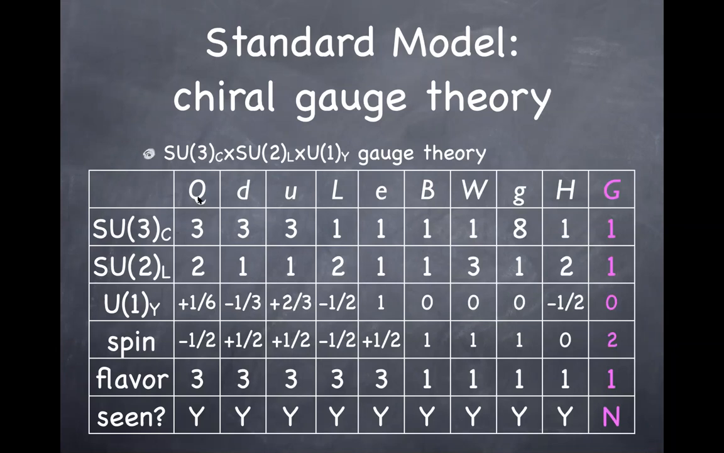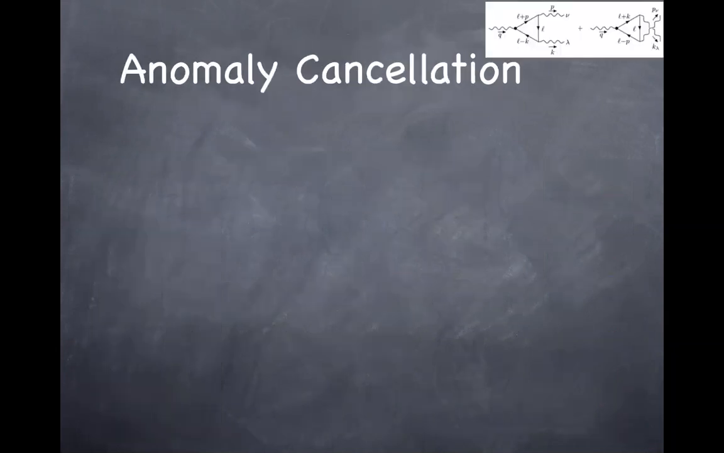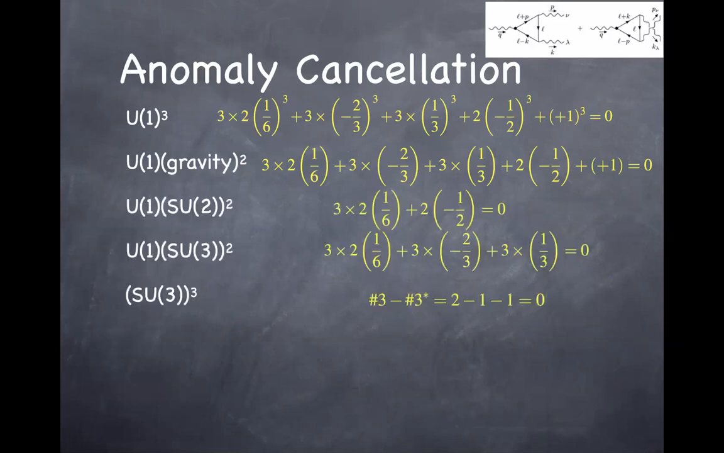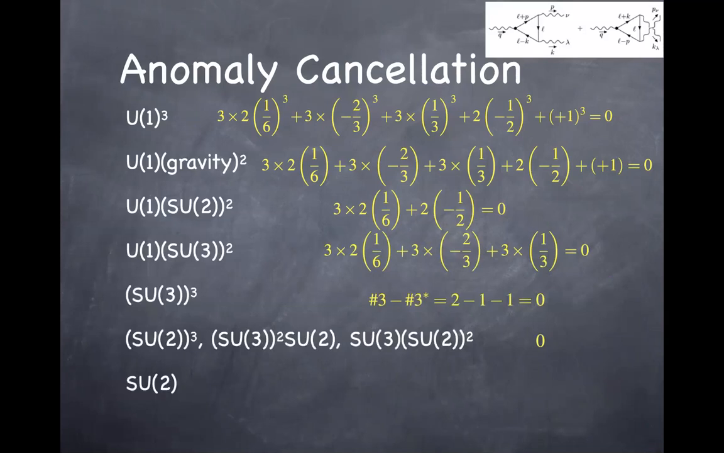But the point here is that if you look at this table of fermions, each one of them actually gives you an anomaly, but they cancel against each other. And you have to check all of these conditions. U(1) cubed, U(1) gravity is also relevant for anomaly. U(1) SU(2) squared, SU(3) squared U(1), SU(3) cubed, and all these things have to vanish.